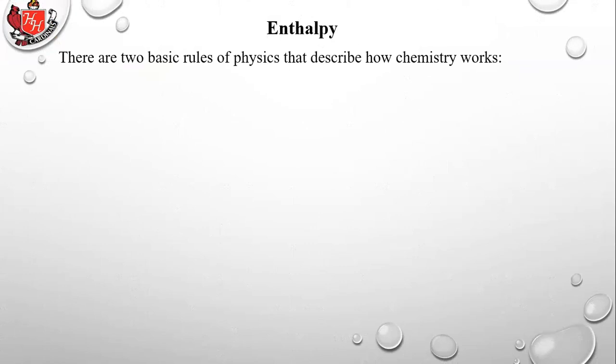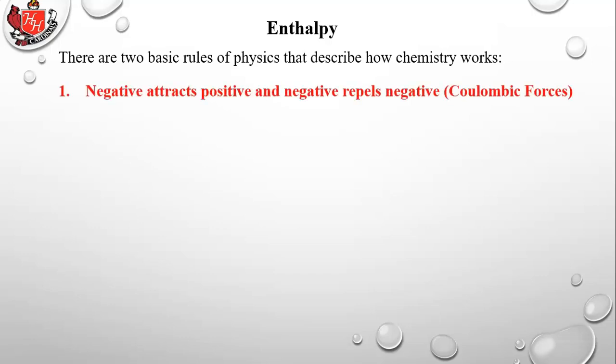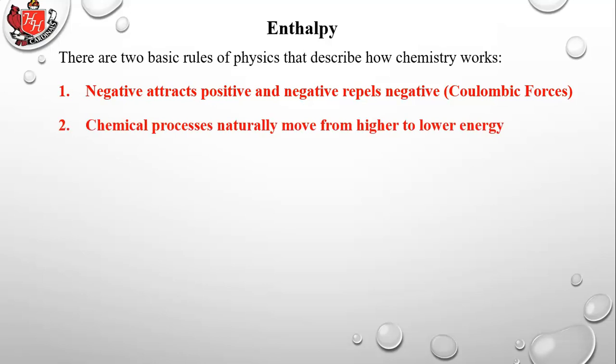So there are two basic rules of physics that describe how chemistry works. And they are physics principles, but they describe how chemistry works. The first one is that negative attracts positive and negative repels negative. We call those Coulombic forces. And just about everything we've talked about in this class has to do with that. Something that's negative, something that's positive, whether they attract or repel each other. The second one is that chemical processes naturally move from higher to lower energy.